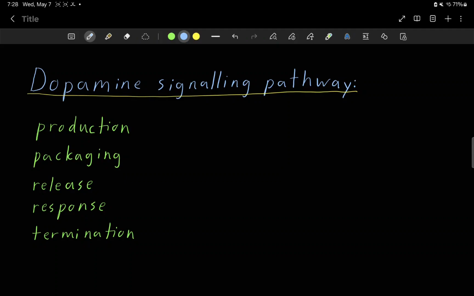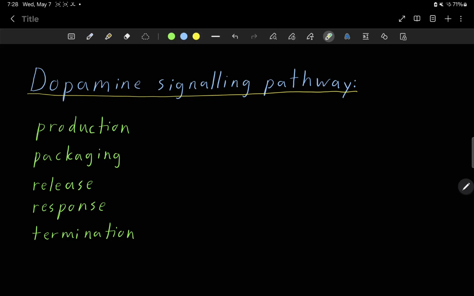My name's Akash, and this video is going to be pretty similar to our last video. So in our last video, we took a look at the signaling pathway of our messenger molecule called acetylcholine. In this video, we're going to do the same thing, but we're going to look at the signaling pathway of the messenger molecule called dopamine.